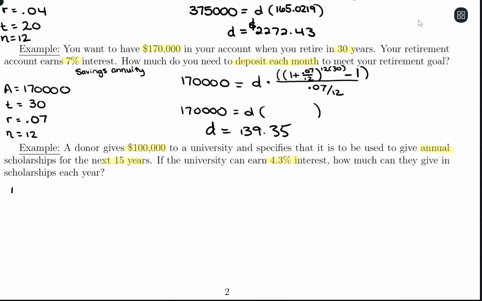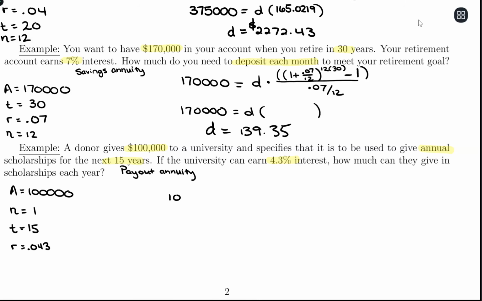So this will be a payout annuity. And this will be A equals 100,000. And N is equal to 1 since we're withdrawing once per year. T equals 15 since we're doing this for 15 years. And R is 0.043. And we want to find what the withdrawal amount is because that'll determine the scholarships.